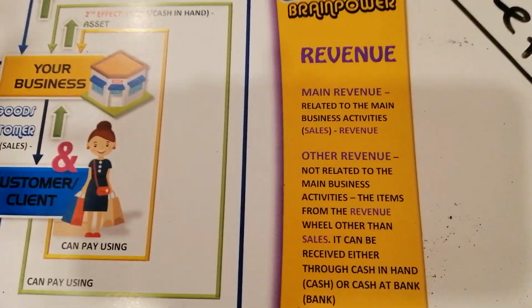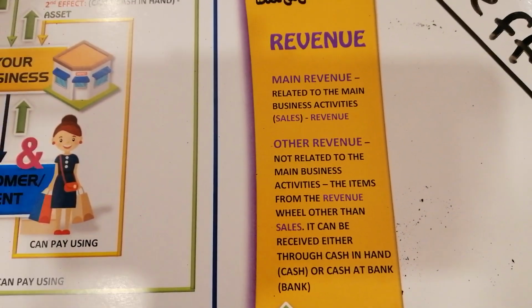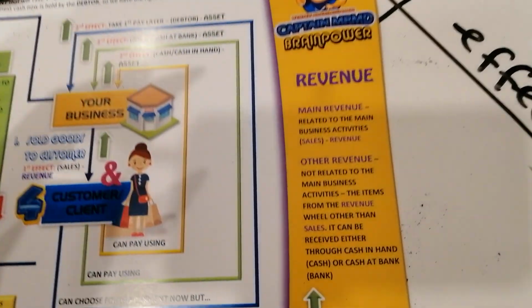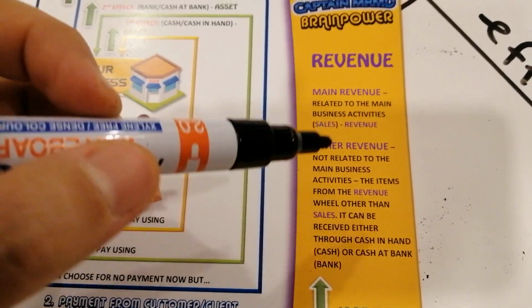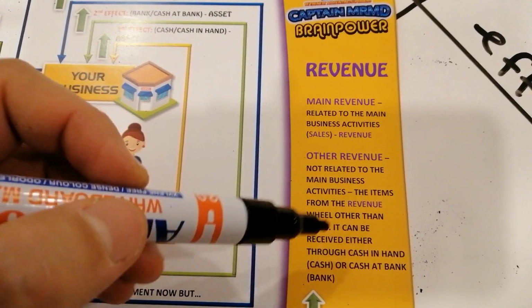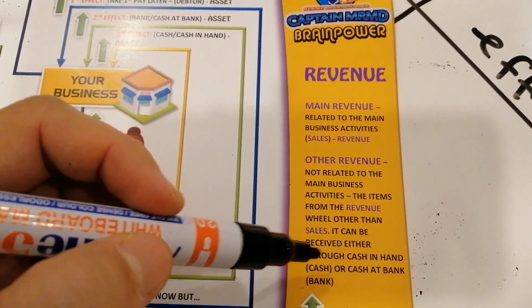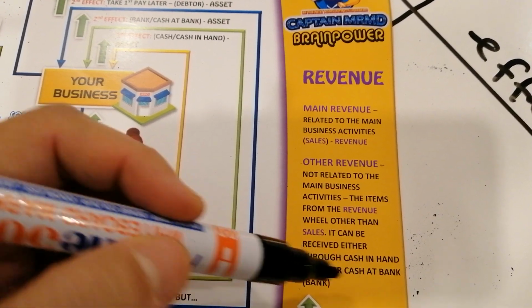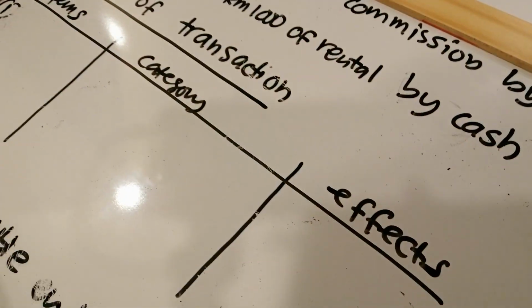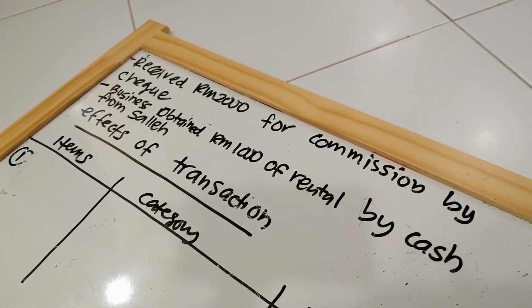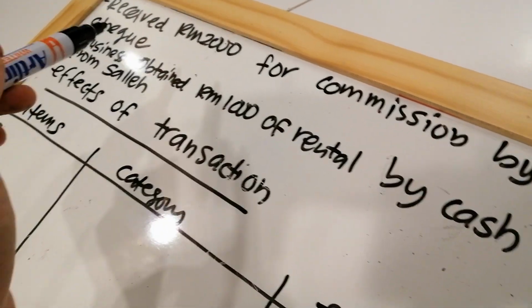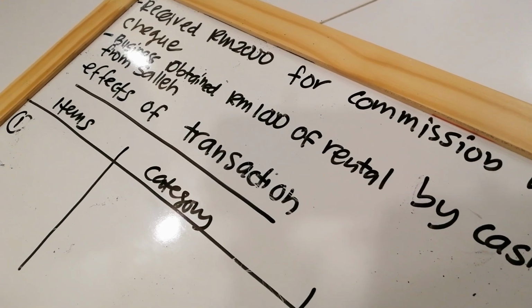Okay, so what kind of example of the transactions? So I have 2 examples of the transaction, but normally other revenue you can receive. Normally for revenue we use the term revenue receive, either through cash in hand, cash, or cash at bank normally for your level. So for example, we have a transaction here. Receive 2,000 for commission by check. Remember, by check is a mechanism. So by bank.